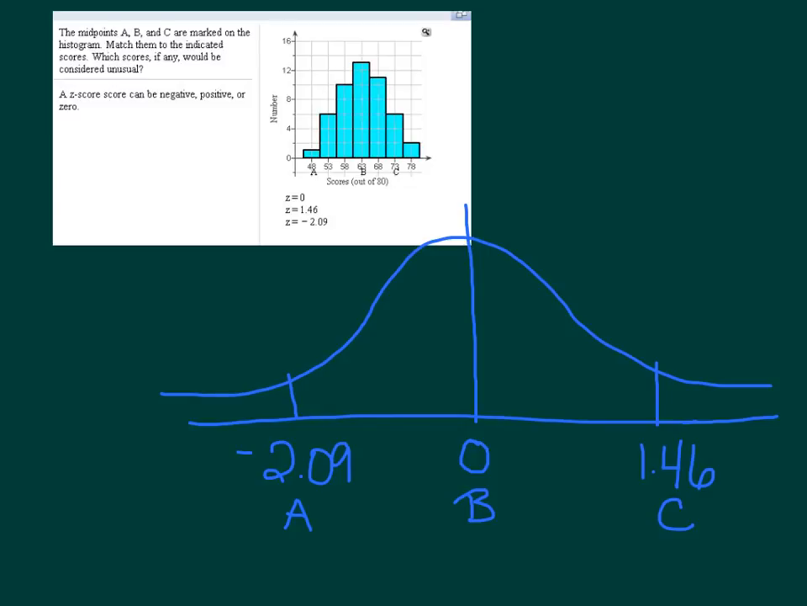Now, which score would be considered unusual? Recall that the criteria for a z-score to be considered unusual would be that it would need to be beyond the range of 2. So the only value here that is beyond the range of 2 is this one. This one is smaller than -2 in this case. It goes beyond 2 standard deviations in the negative direction, so -2.09 would be considered unusual. So that's how you would answer a question such as this one on your homework.